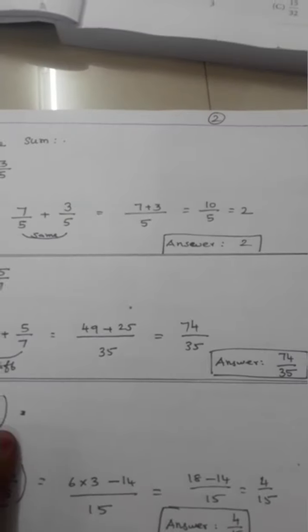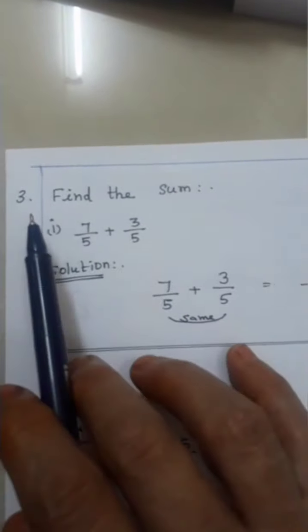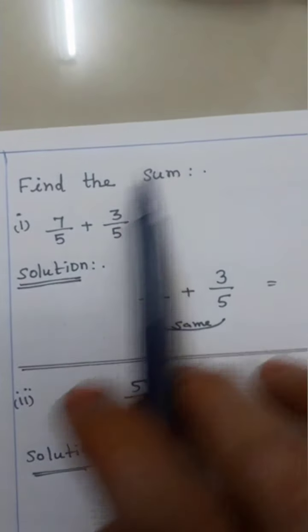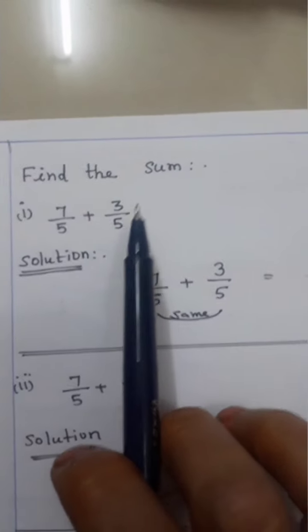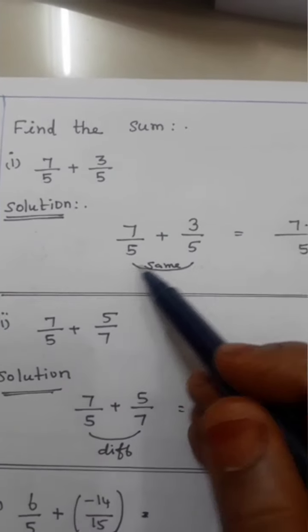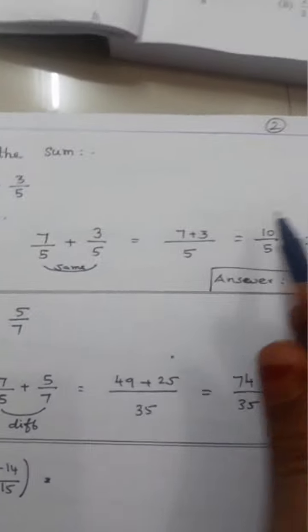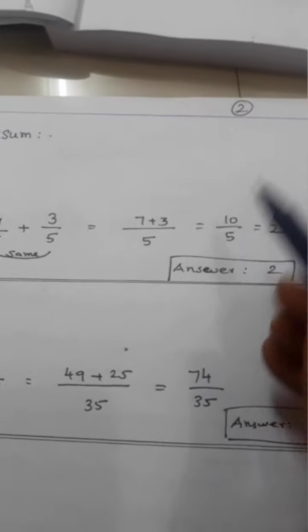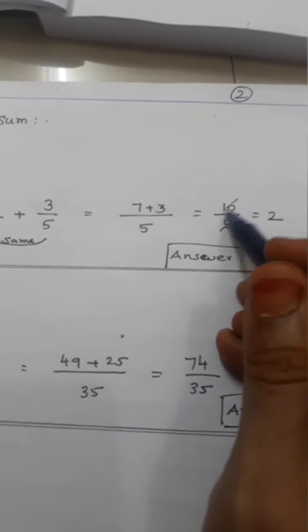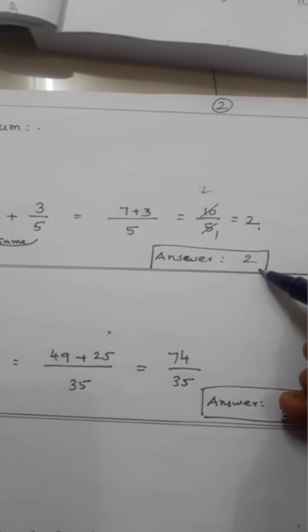Okay, first question. Find the sum. 7 by 5 plus 3 by 5. Solution: the denominators of both numbers are the same, so write it one time. We should not take the LCM. 7 plus 3 is 10. 10 by 5. 1 5 is 5, 2 5s are 10. Now the answer is 2. Write the answer, the answer is 2.